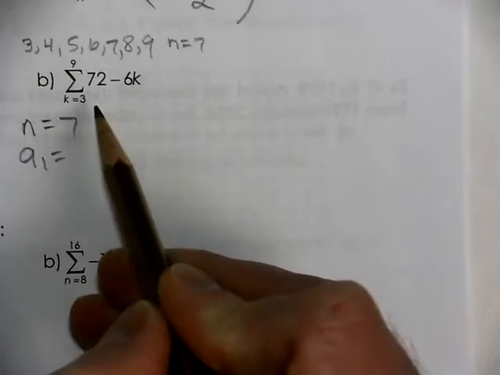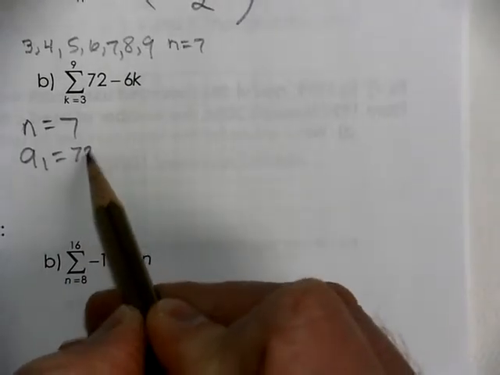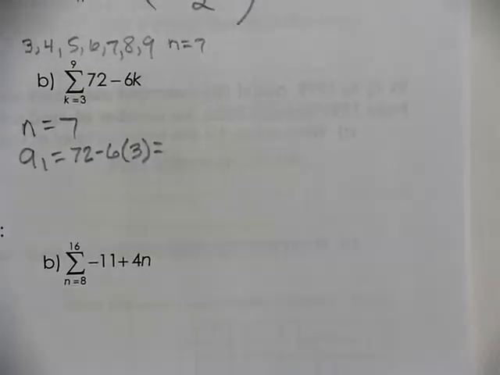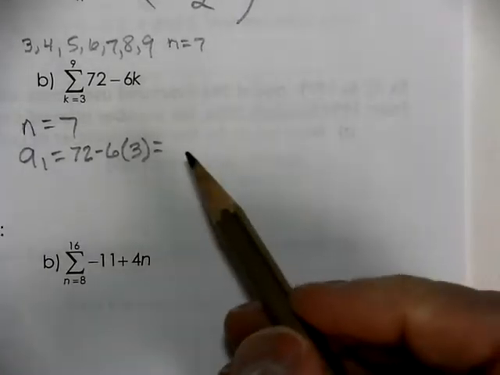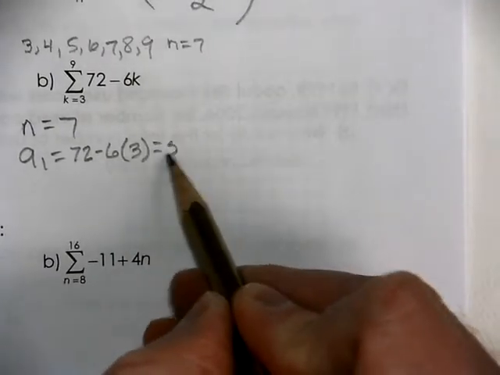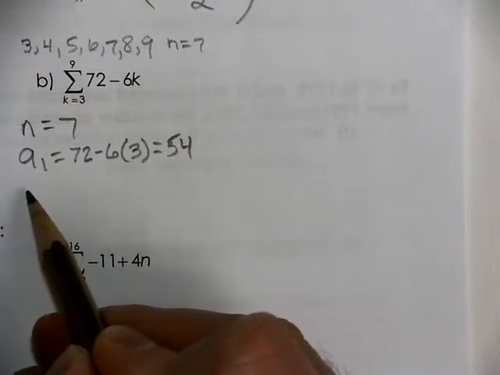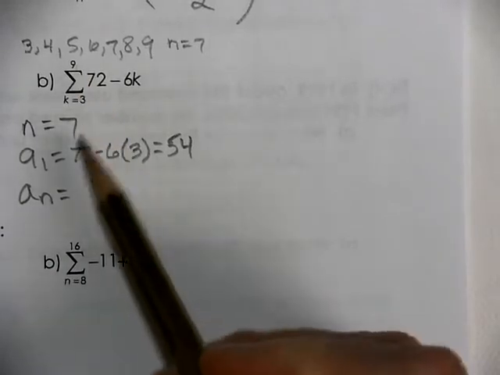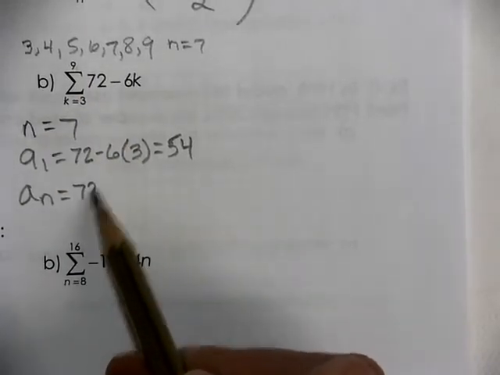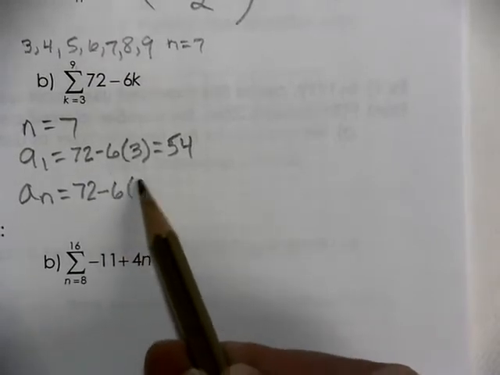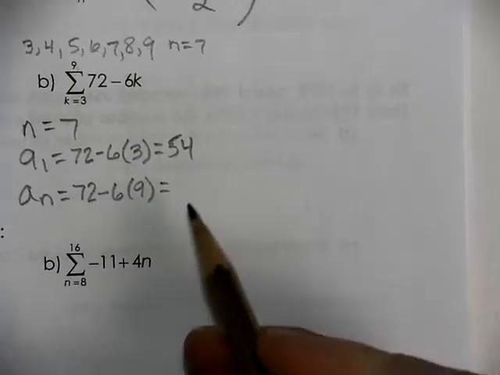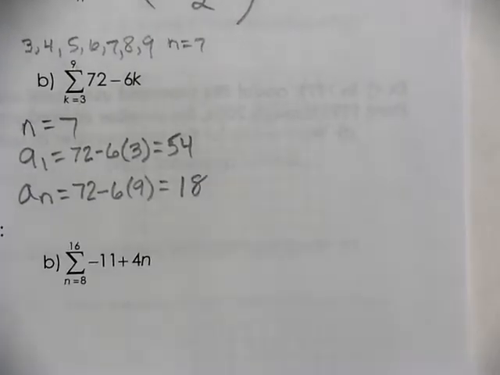To get your first term, you need to plug the 3 in. So this is 72 minus 6 times 3. That's 72 minus 18. So that's going to be 54. To get the last number, that means we're going to plug in a 9. So to plug a 9 into this, we have 72 minus 6 times 9. That's 54. So 72 minus 54, they're 18 apart. So there's 18. Now we have the numbers we need.